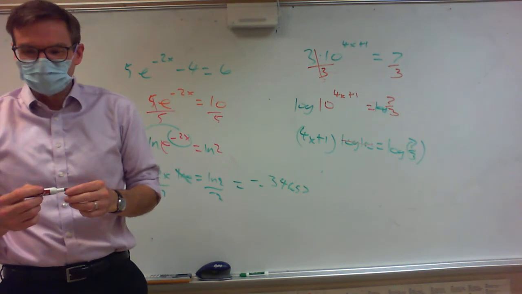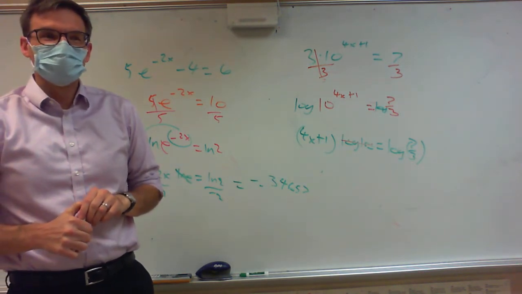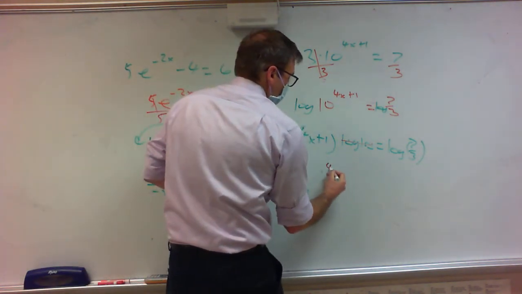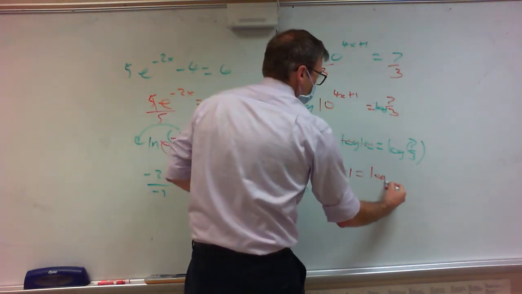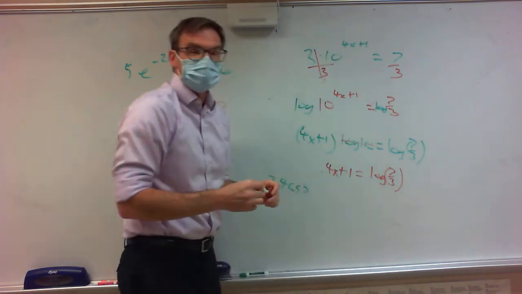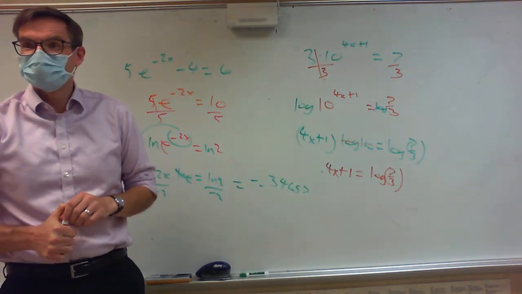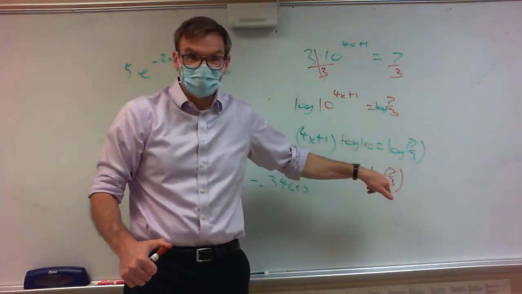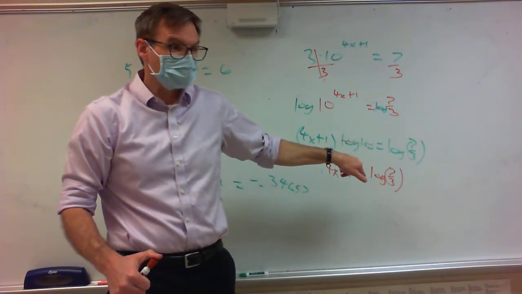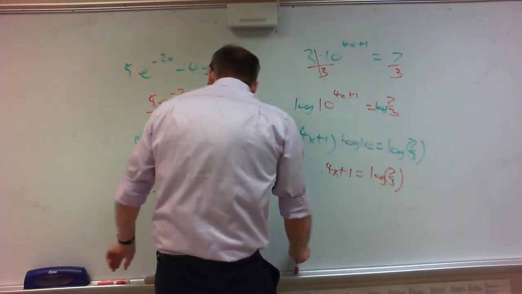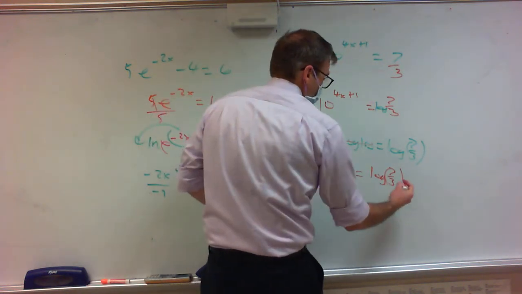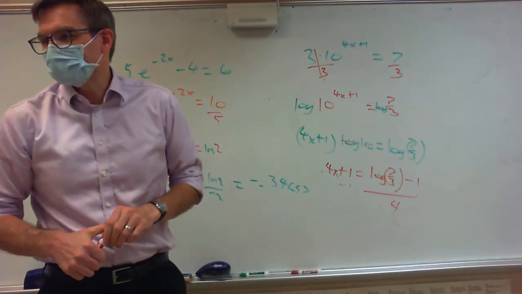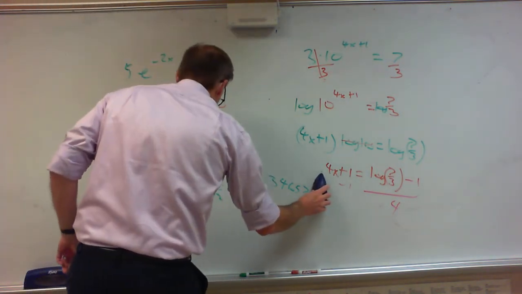And so now how do I solve? I'm staring at this and I've got 4x plus 1 is equal to log of 7 over 3. Your job is to solve for x. What do we do? Subtract 1 and then divide by 4? Everybody okay with that? So let's see. If I subtract 1 from both sides and then divide by 4, and just for fun, everybody type that in and make sure you get the same decimal that I get.